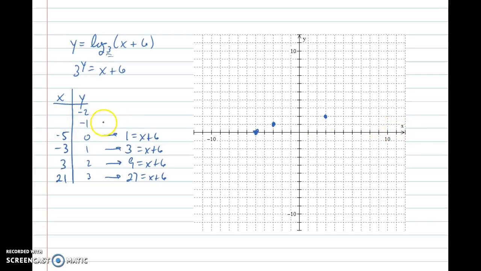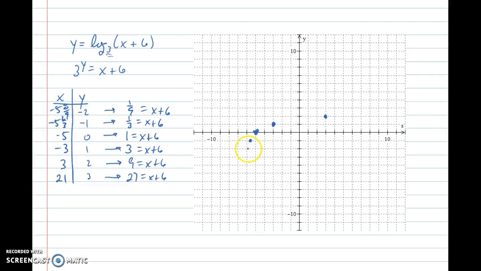What if y is negative 1? Remember, 3 to the negative 1 is 1/3 equals x plus 6. So if I subtract 6, 1/3 take away 6 is going to give me negative 5 2/3. So if I'm back here, negative 5 is here. If I go backwards 2/3 more, then I can go down 1 on the y-axis. And let's see, 3 to the negative 2 is 1/9 equals x plus 6. So if I subtract 6, I'm going to get negative 5 8/9.